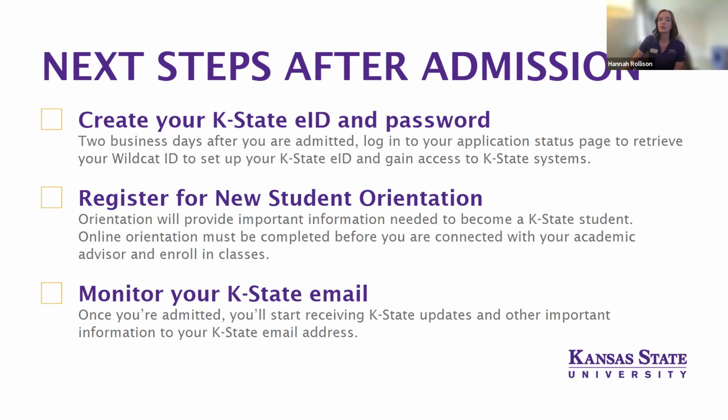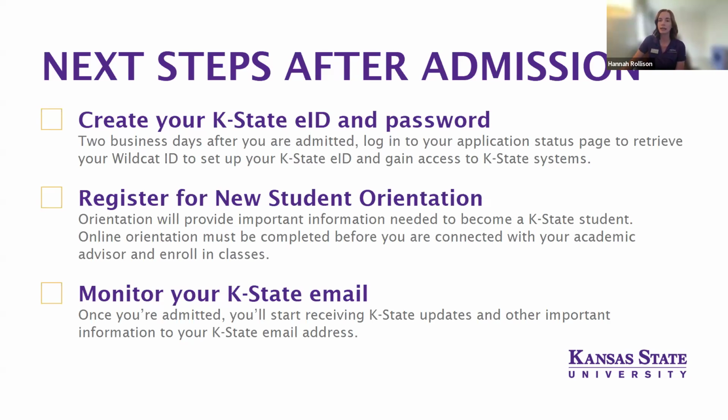This is what you're going to use to access our K-State systems, such as your K-State email. So it's really important when you're setting up that EID and password to remember it, because you will be using it a lot. So either jot down that password or anything like that, so that you remember it, because you'll be using it to access your email, but you'll also use it to register for your new student orientation, which is that next step toward enrollment. So this is a really important piece.